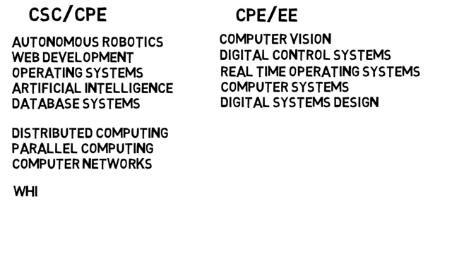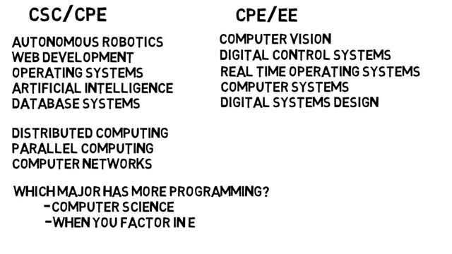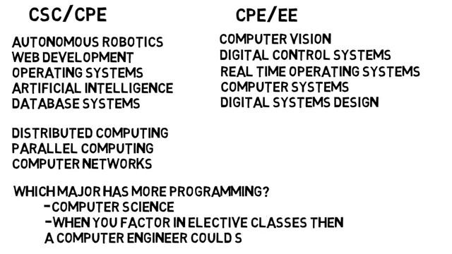If you're curious about which major has more programming, they are honestly extremely close, but computer scientists typically have just a little more, because computer engineers go off to take circuits and electronics which don't involve programming. But when you factor in elective classes, then a computer engineer could see just as much. Just remember that's not just what these majors are about.